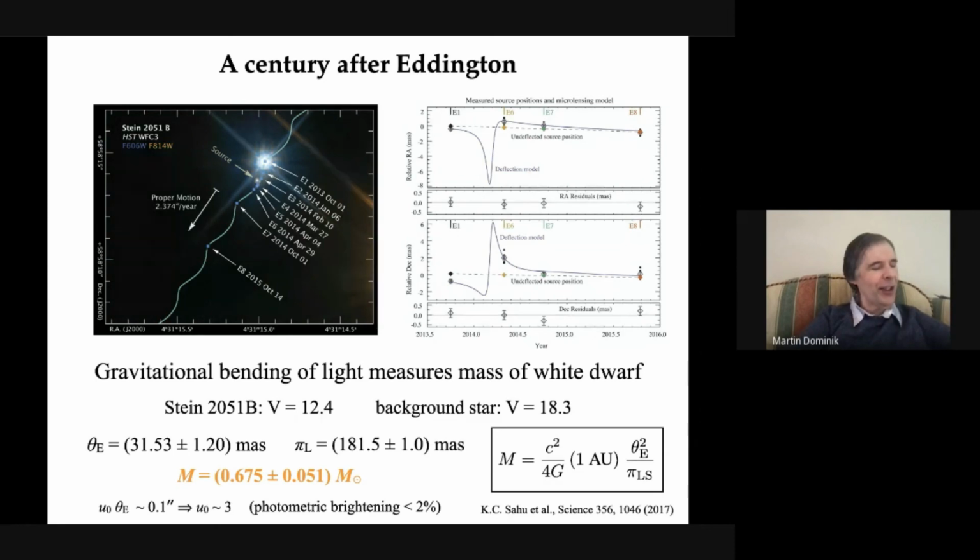Nevertheless, the shift in position was clearly seen and delivered an angular Einstein radius of about 30 milliarcseconds, which then, together with the measured parallax, provided a measurement of the mass of the white dwarf Stein 2051b. In comparison with the closest angular separation being 3 times the angular Einstein radius, the photometric brightening was never substantial. If we look at the scale in the figures, you might notice that while Eddington measured a deflection by about 2 arcseconds, we measured about 2 milliarcseconds.